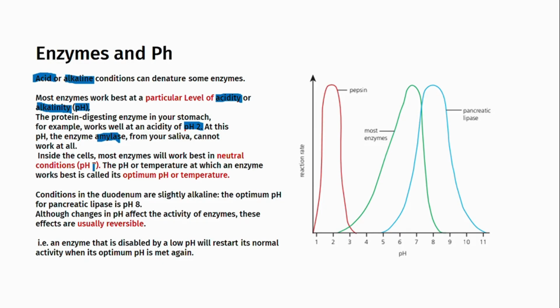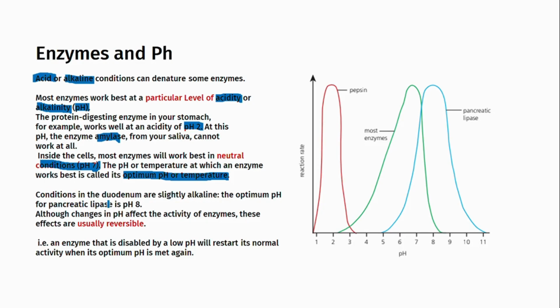Inside the cell, most enzymes will work best in neutral conditions. Okay? Inside the cell, it is a neutral condition. In your stomach, it's 2, which is for pepsin, and for amylase, it's another thing, okay? Because it's in your saliva and your mouth. The pH or temperature at which an enzyme works best is called the optimum pH or temperature, okay? Like the best condition is optimum.